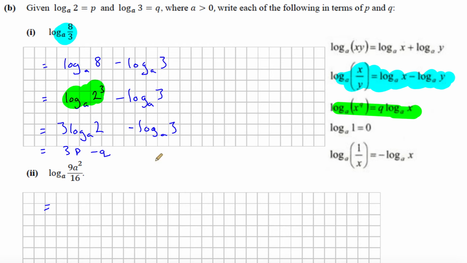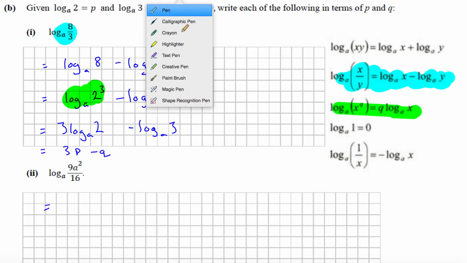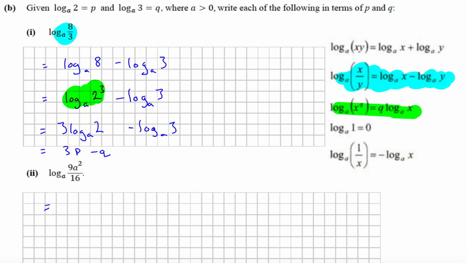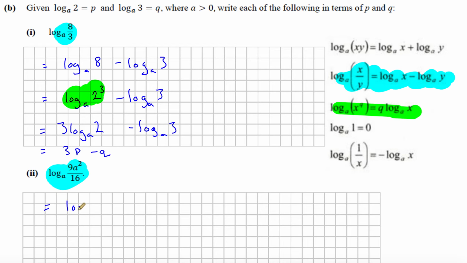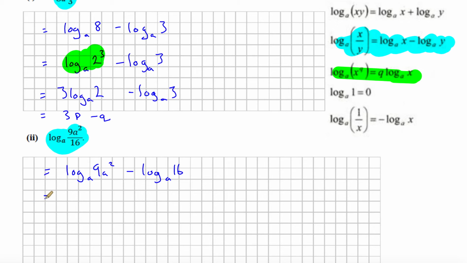So for part 2, the log of 9a squared over 16 to the base a. The first law I'm going to apply is this one here in blue. So when I apply that law, it leaves me with the log of 9a squared to the base a minus the log of 16 to the base a.